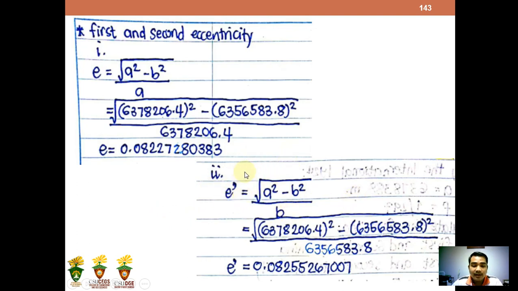And for the second eccentricity, we have this formula. Eccentricity a prime, or e prime, is equal to the square root of a squared minus b squared all over b. Again, substitute the values of a and b given. You can have the second eccentricity to be 0.08255267007.